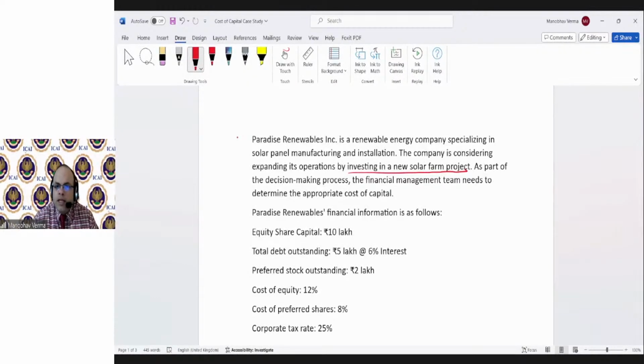As part of the decision making process, the financial management team, that means you guys, need to determine appropriate cost of capital, and they're giving you some information from their financial statements, right? So equity share capital 10 lakh, debt outstanding 5 lakh at 6% interest, preferred stock outstanding as 2 lakhs, cost of equity is 12%, cost of preferred share is 8%, and corporate tax rate is 25%. Based on this information, there are a few questions coming up your way.